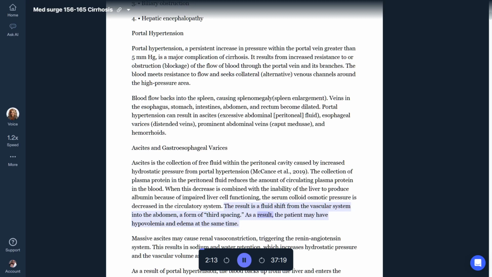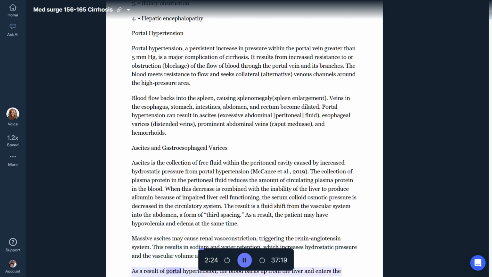As a result, the patient may have hypovolemia and edema at the same time. Massive ascites may cause renal vasoconstriction, triggering the renin-angiotensin system. This results in sodium and water retention, which increases hydrostatic pressure and the vascular volume and leads to more ascites.